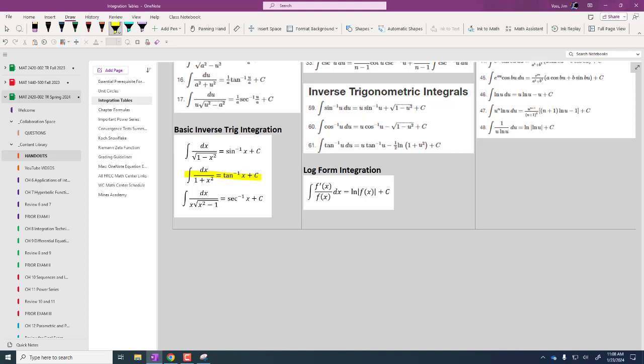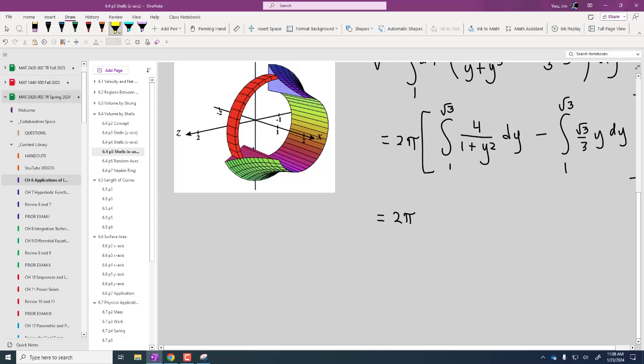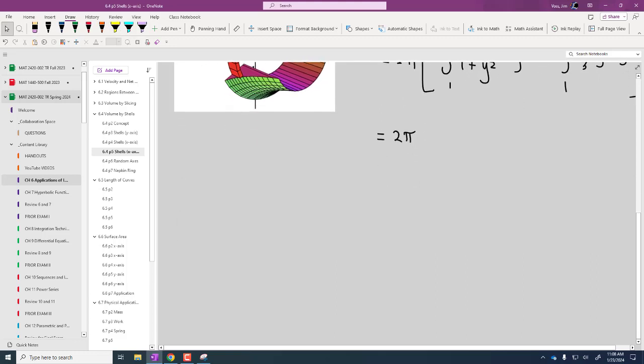So arctangent is super common, and the reason is that it shows up a lot. It's a really interesting function. So let me just remind you of what arctangent looks like.